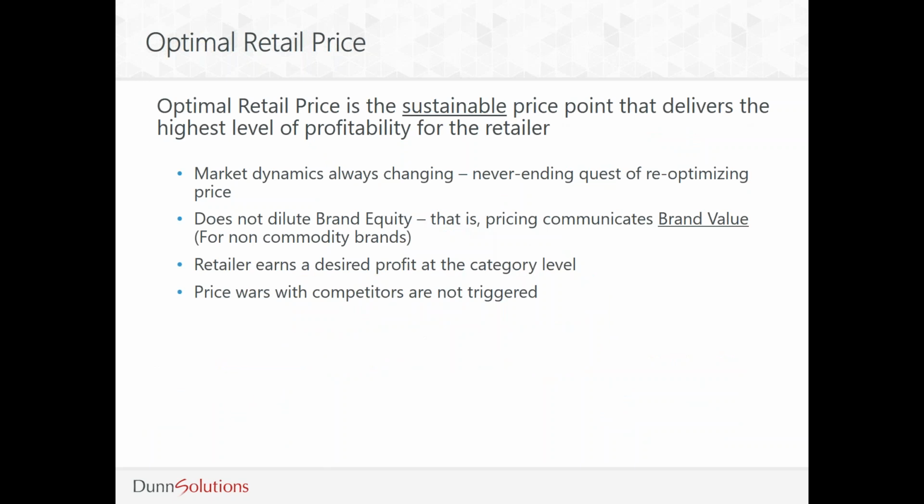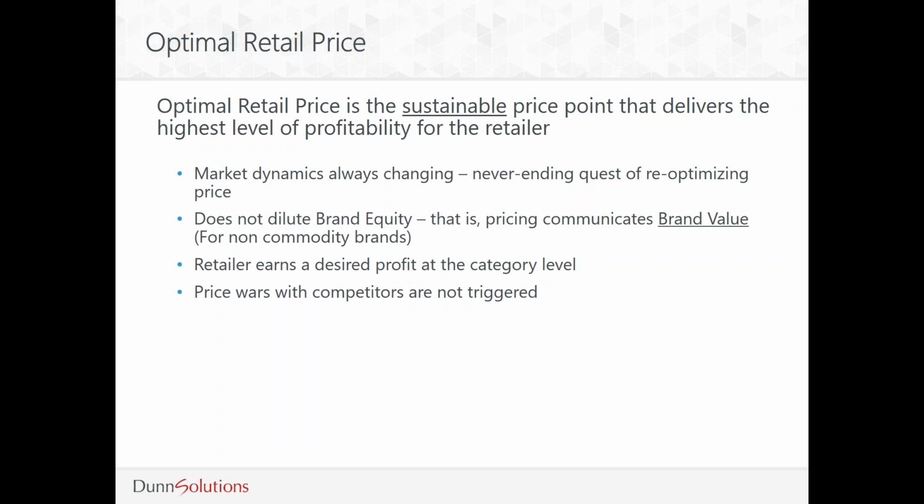So the optimal retail price is the sustainable, and that's really the important word right here, sustainable price point that delivers the highest profit for you as the retailer. Now, market dynamics are always changing, and the optimal retail price for your products today may not be the same a year from now. Hence, what I call the never-ending quest of reoptimizing your price. You should always go through that exercise of reoptimizing your pricing strategy.